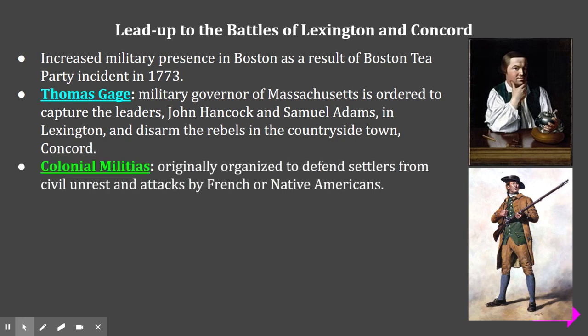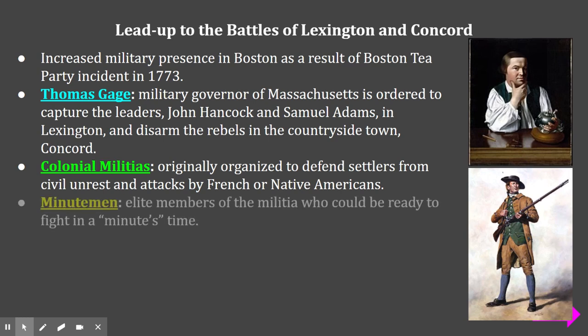The colonial militia was originally organized to defend settlers from civil unrest and attacks by the French or the Native Americans, but now they're taking on the role of fighting the British. The Minutemen were the elite members of the militia who could be ready to fight in a minute's time.